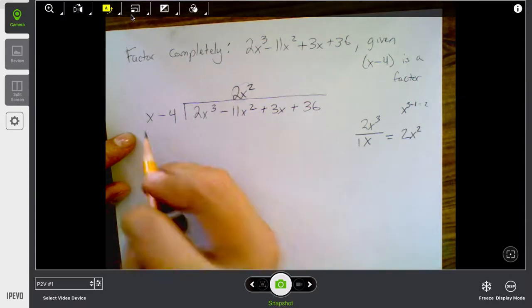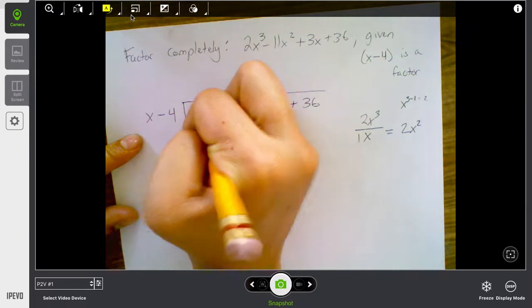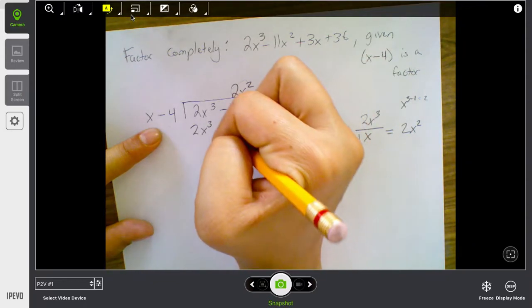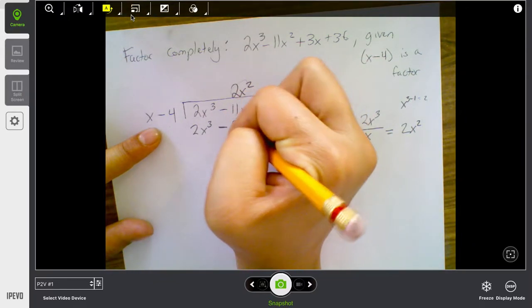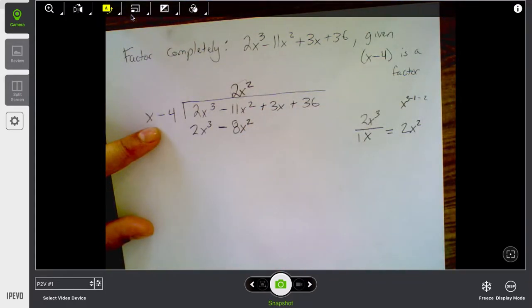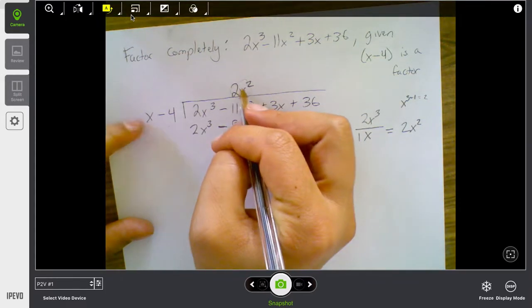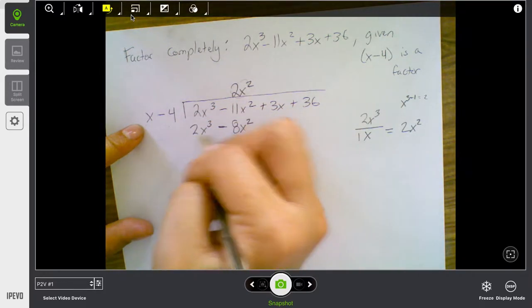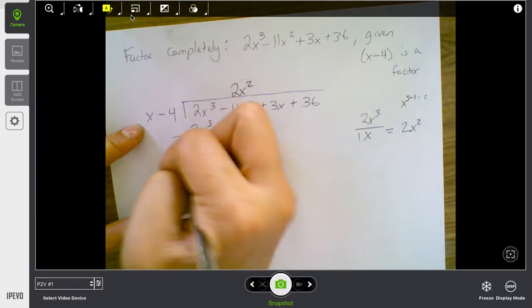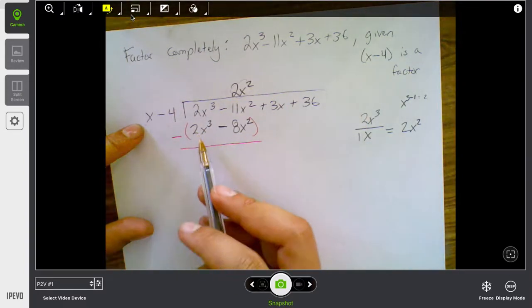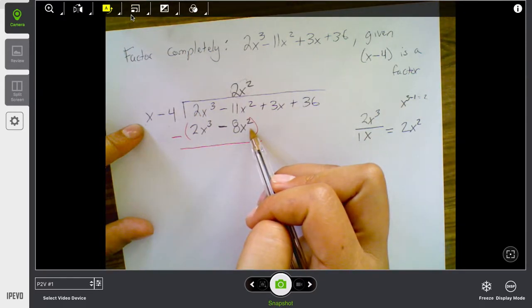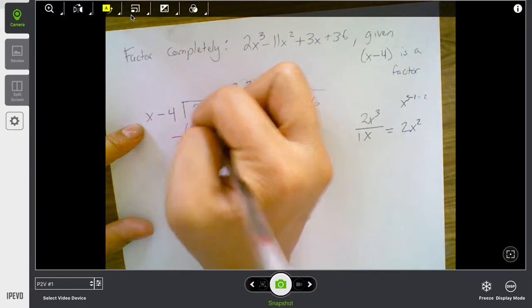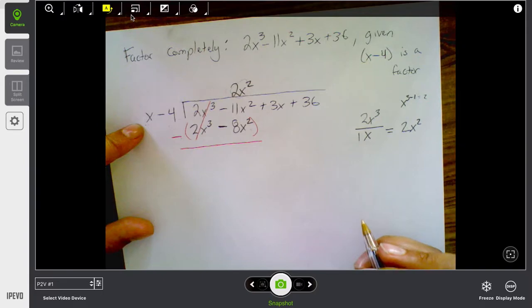So 2x to the squared times x is 2x to the third power. 2x to the squared times negative 4 is negative 8x squared. And then just like in long division, I have to make sure I multiply this term, this 2x squared, with both terms here. And then just like long division, I would subtract the bottom expression with the top expression. 2x to the third minus 2x to the third, those zero out. They cancel each other out.